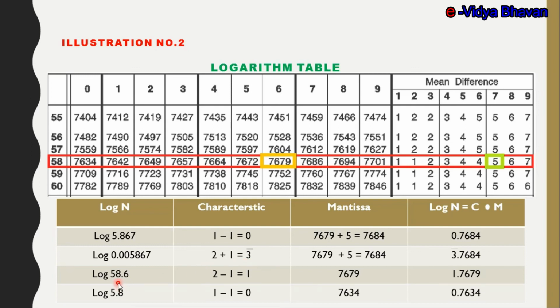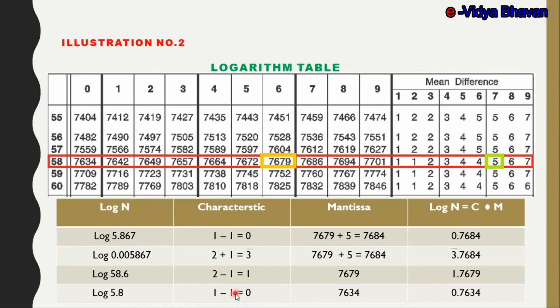Let us take the third example, 58.6. Before the decimal we have 2 digits, so 2 minus 1 equals 1. So rule number 1 we have used. And the fourth example, 5.8. Here the number is greater than 1, rule number 1 will apply, and again before the decimal we have one digit. So 1 minus 1, 0. So this was regarding the characteristic part.